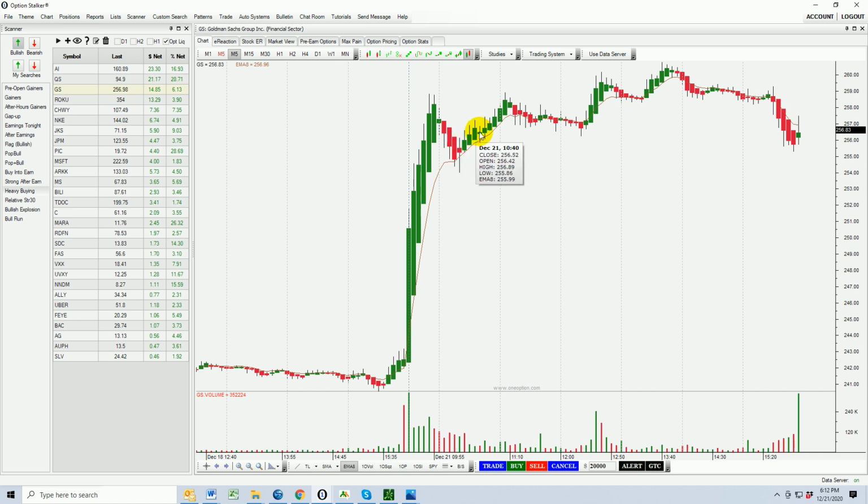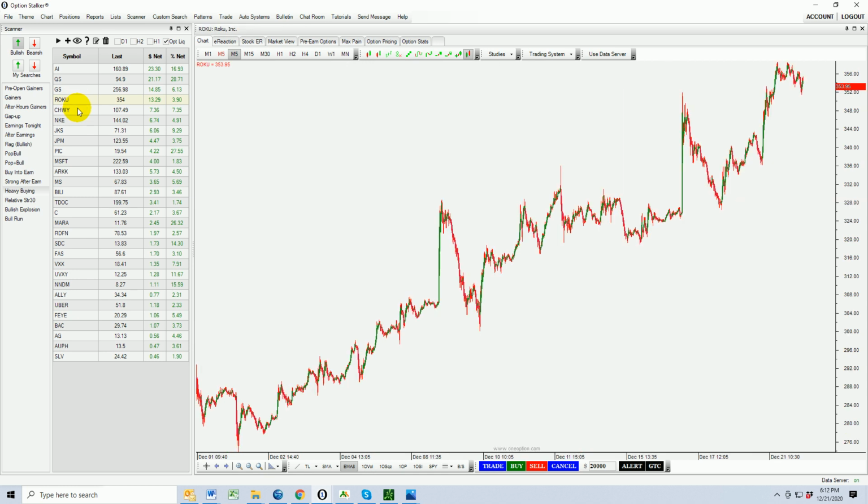And then you get right back on that trend and ride it a little bit higher. There's your 8 EMA, stop out right there. Nice little profit in that trade. Continue to take a look at some popular stocks here.